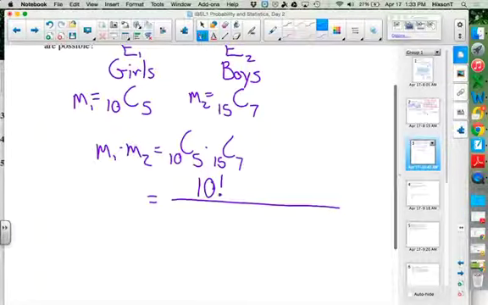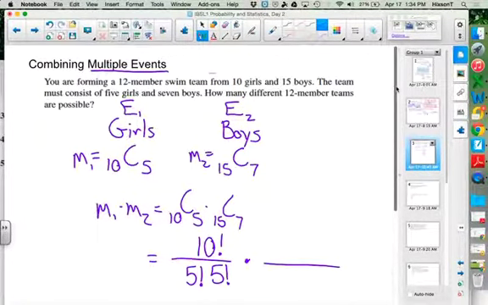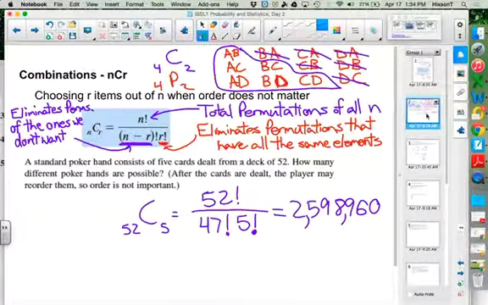I'll do 10 factorial over 5 factorial times 5 factorial. Why 5 factorial? Because 10 minus 5 is 5. For combinations, remember, we have n minus r factorial and r factorial.